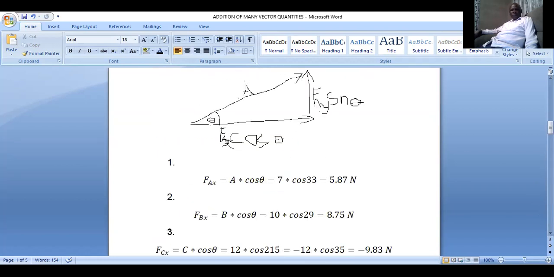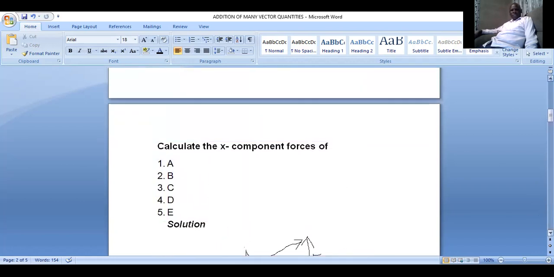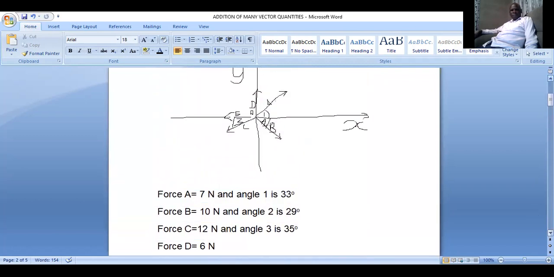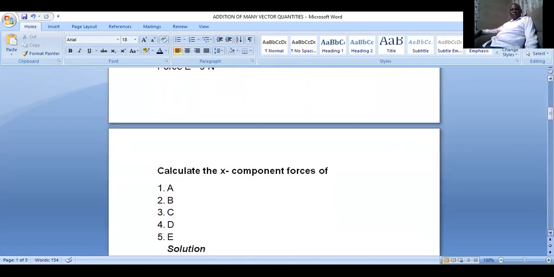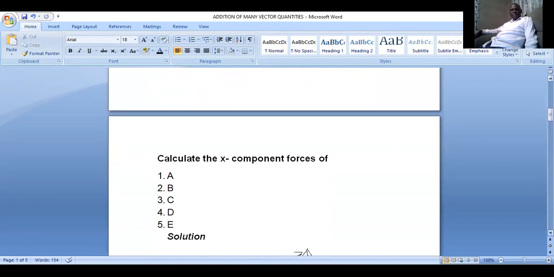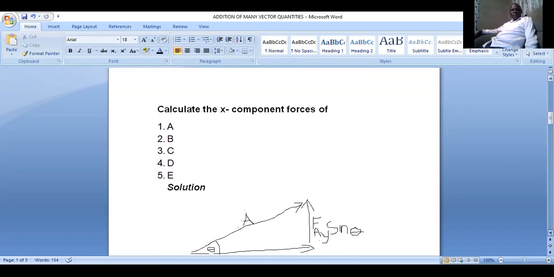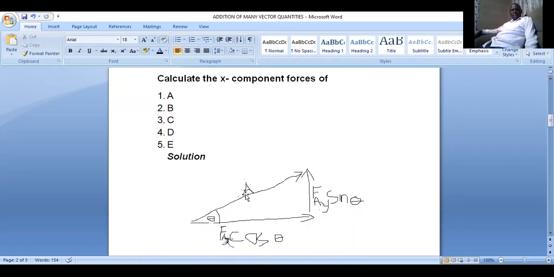We have to resolve these forces so that we have a single force through which all these forces can pull. To do this, we need basic concepts of resolving forces into components. The first part of the exercise is to resolve these forces into the x component forces. I've given an example of force A, how we can resolve it. You draw a triangle. This is the force A.